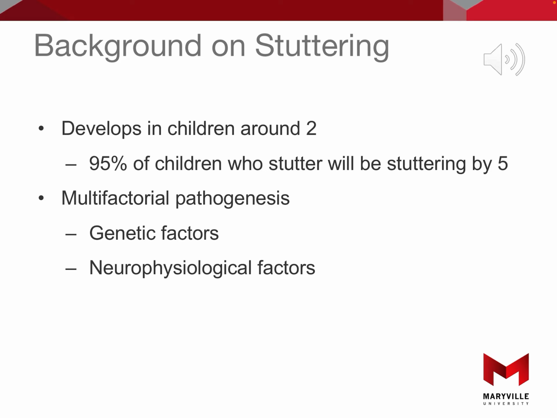Stuttering typically develops in children around 2 years old, and approximately 95% of children who stutter will begin doing so by the age of 5. Stuttering has a multifactorial pathogenesis, which means that it has a multitude of causes and there is no one distinctive cause. The two main causes typically discussed in literature include genetic factors and neurophysiological factors. Other underlying factors may include environment, sex of the child, age of onset, and family history.